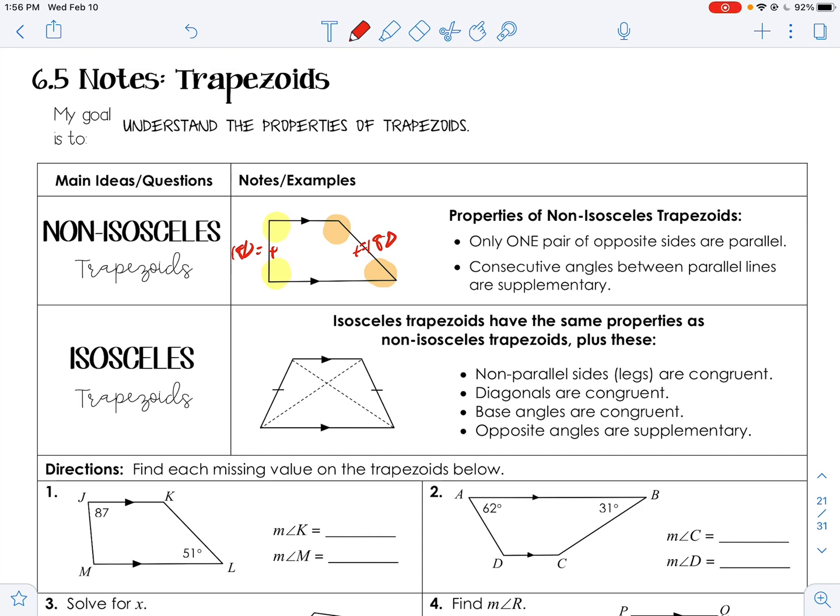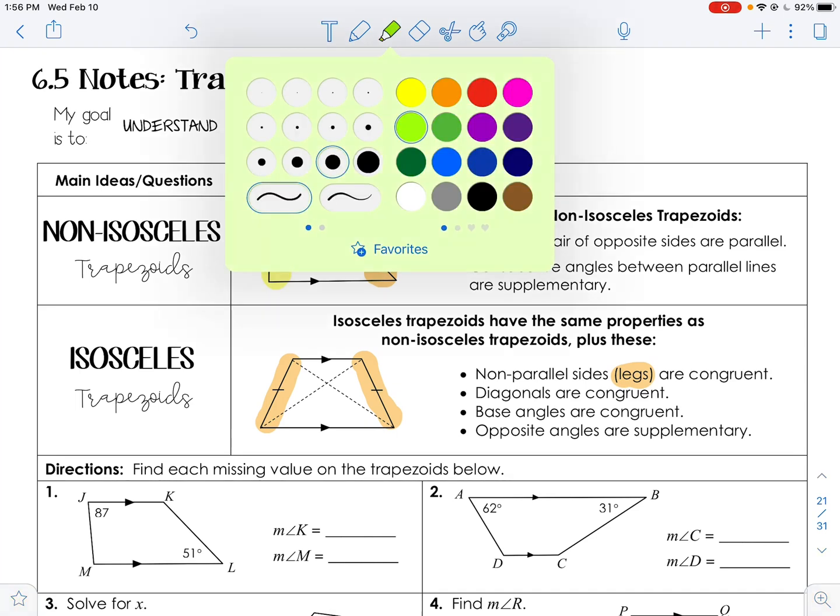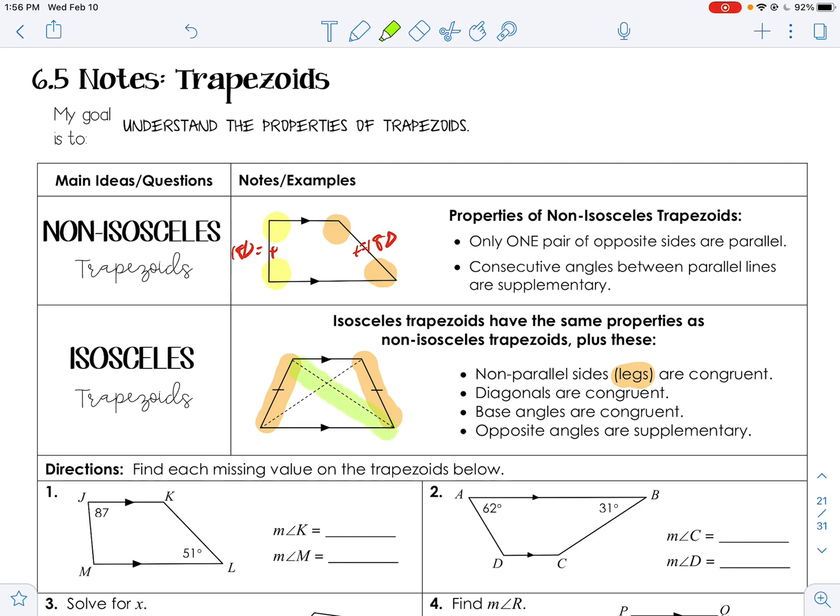So there is only one pair of opposite sides parallel. The consecutive angles between the parallel lines are supplementary. Non-parallel sides, called the legs, are congruent. So let's go highlighter on that. That would be this thing and that thing. Those are the legs. They're congruent. The diagonals are congruent. So if we go back to, let's just do a different color, we'll go green. This is congruent to that.